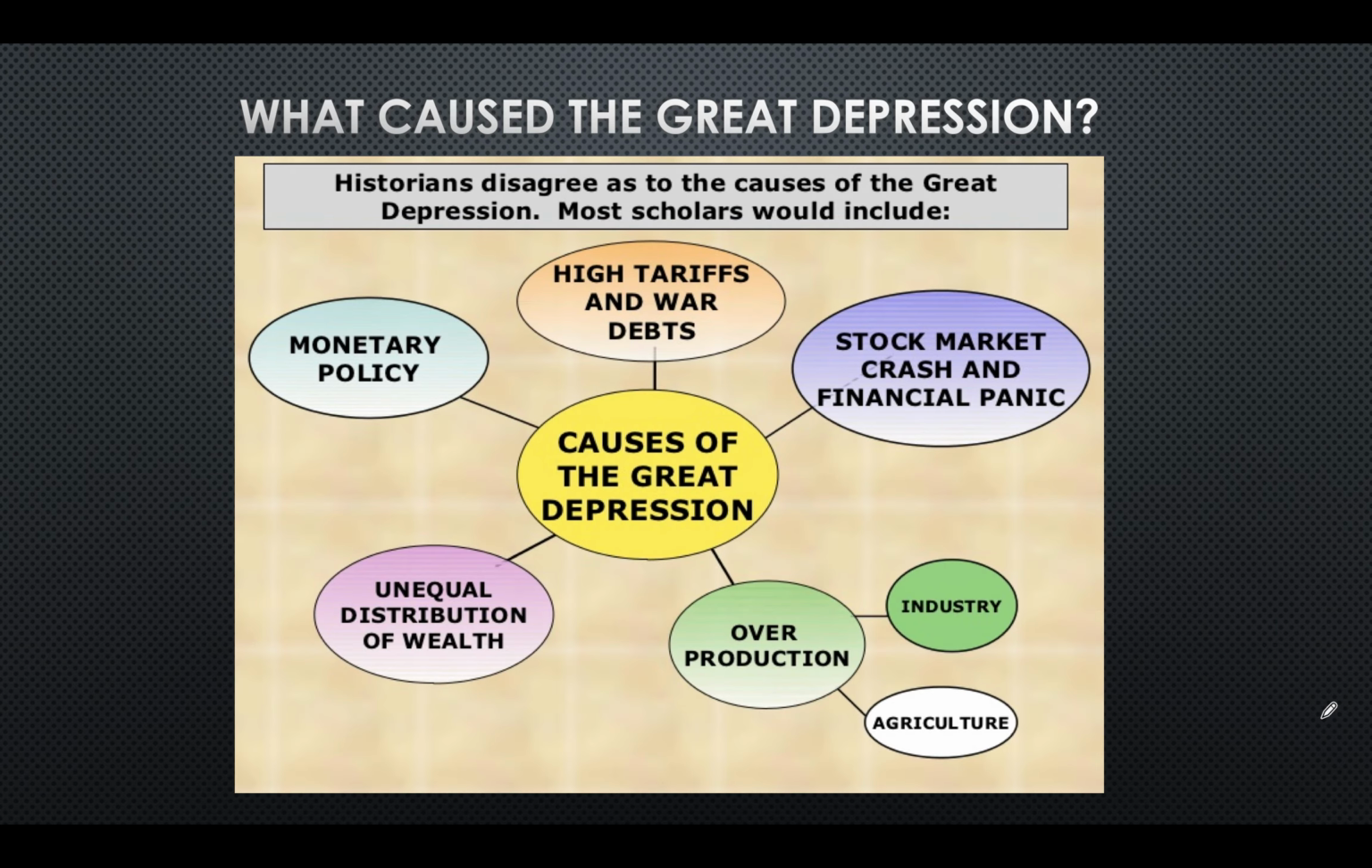All right, so what caused the Great Depression? Historians don't really have one right answer. There's a lot going on. Most would agree we have the stock market crash and financial panic. We have overproduction of goods and an unequal distribution of wealth. We have different policies going on with money, and we have high tariffs and war debts. These are the five main things that I want you to know about why the Great Depression happened. So let's dive in.